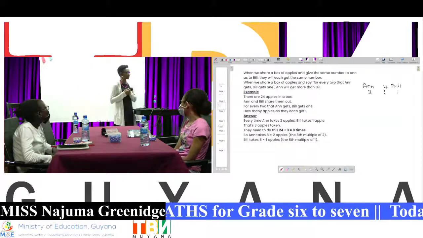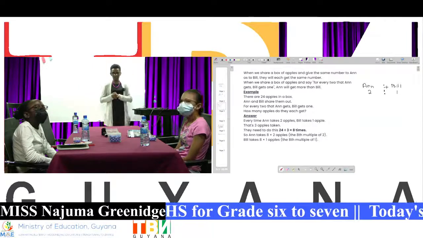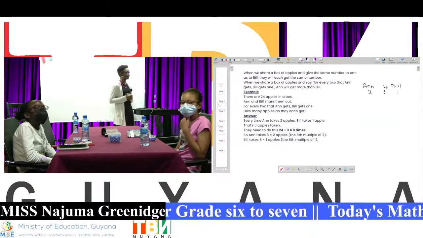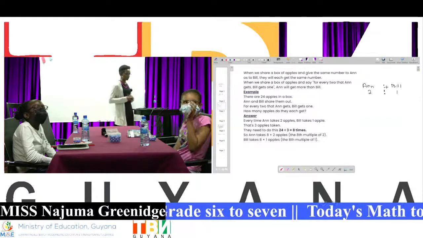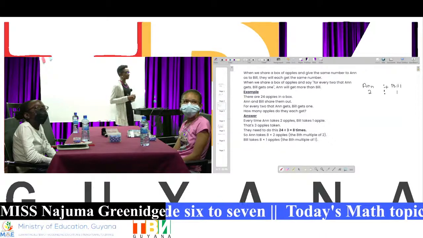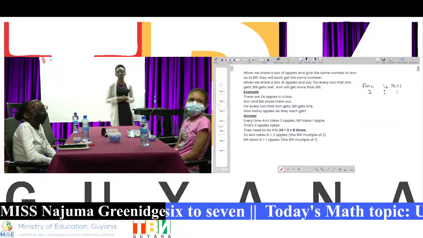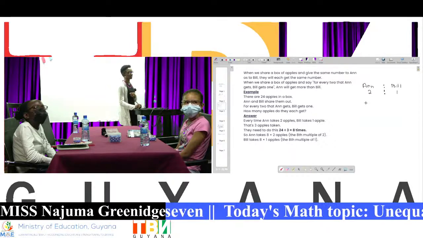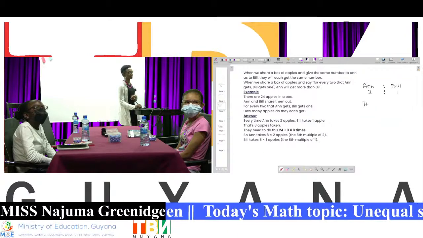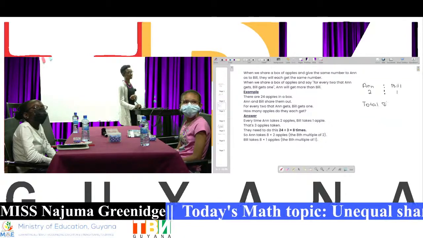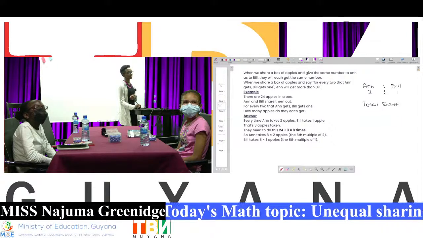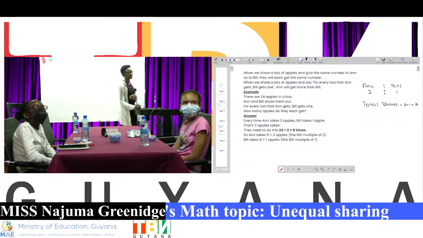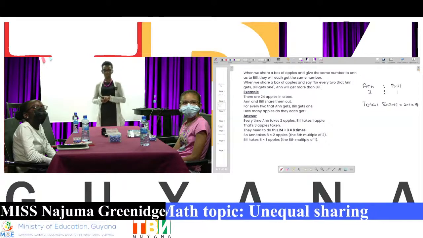So let's say there are 24 apples in a box, and we're sharing them between Anne and Bill. For every 2 that Anne gets, Bill gets 1. So how many apples do they each get? This is thinking in terms of shares. Because it's in ratio form, our total shares would be 2 plus 1. So we have 3 shares, right?